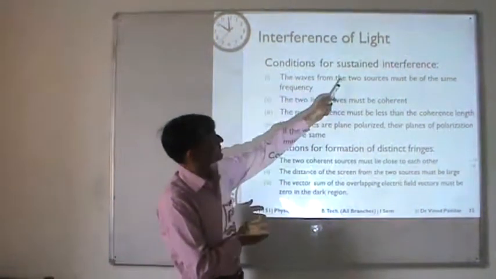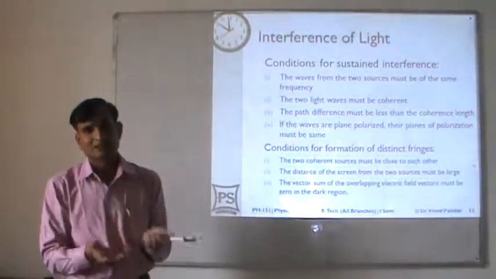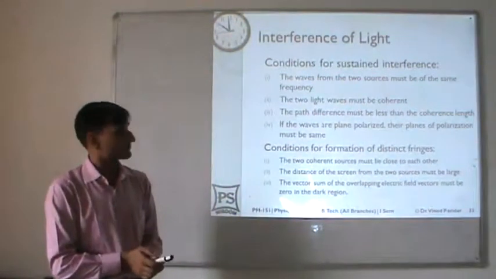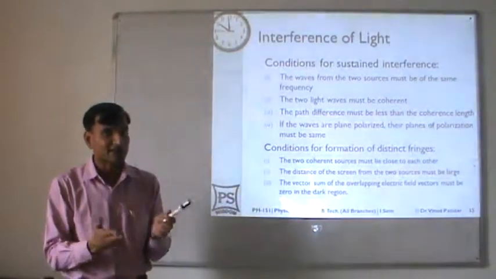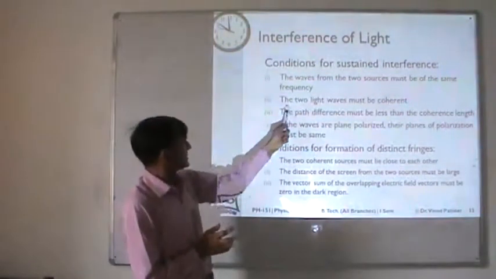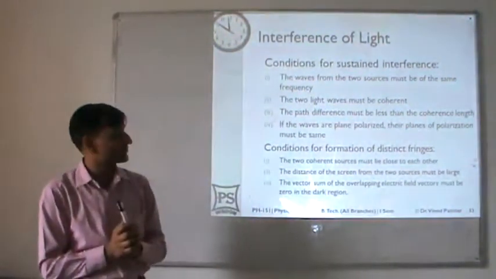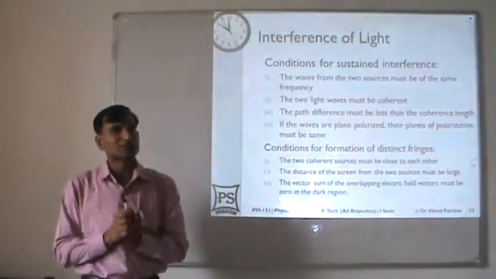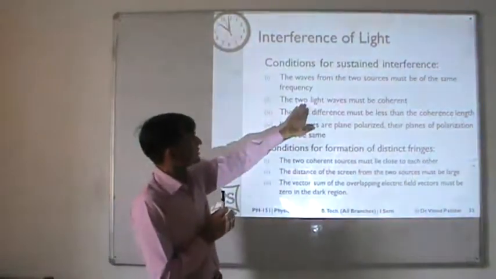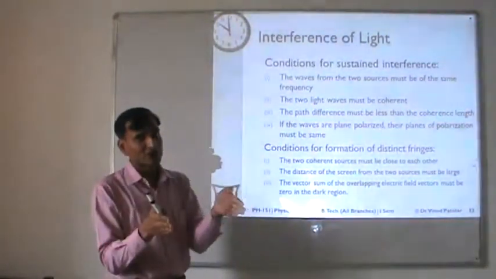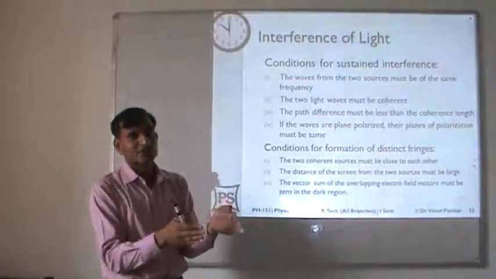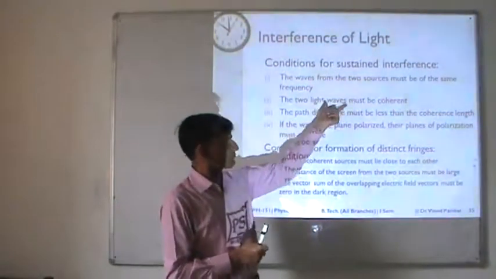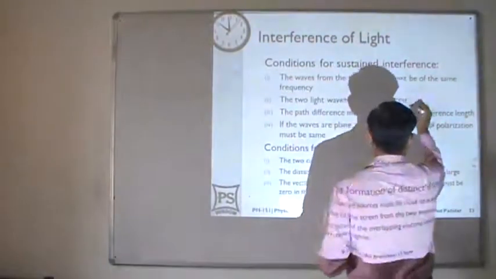The waves from the two sources must be of the same frequency, because the coherence condition requires that the frequency should be the same. If the frequencies are different, they will not be coherent sources. The second says that the two light waves must be coherent. Coherent means their phase should be completely determined. There may be a phase difference, but that phase difference should remain constant over time, so the phase relationship is fixed.